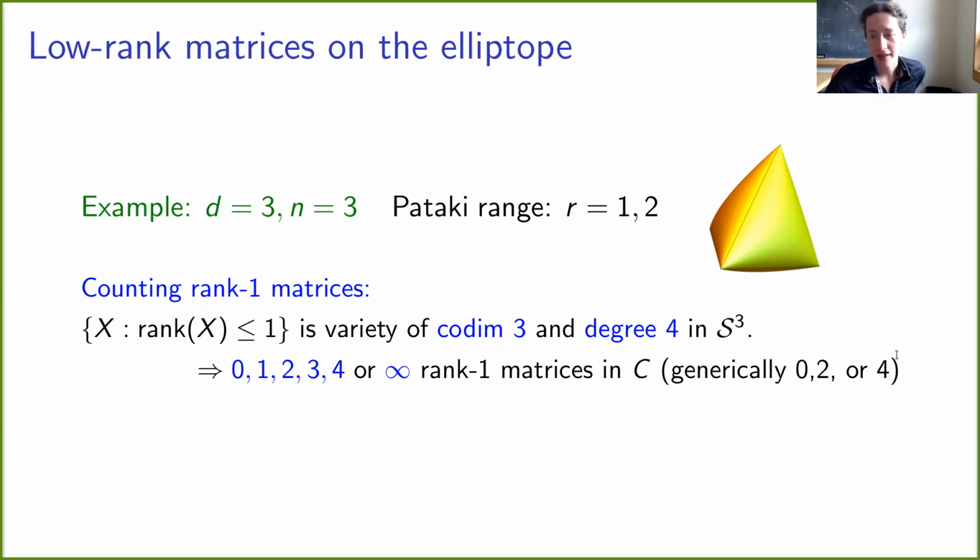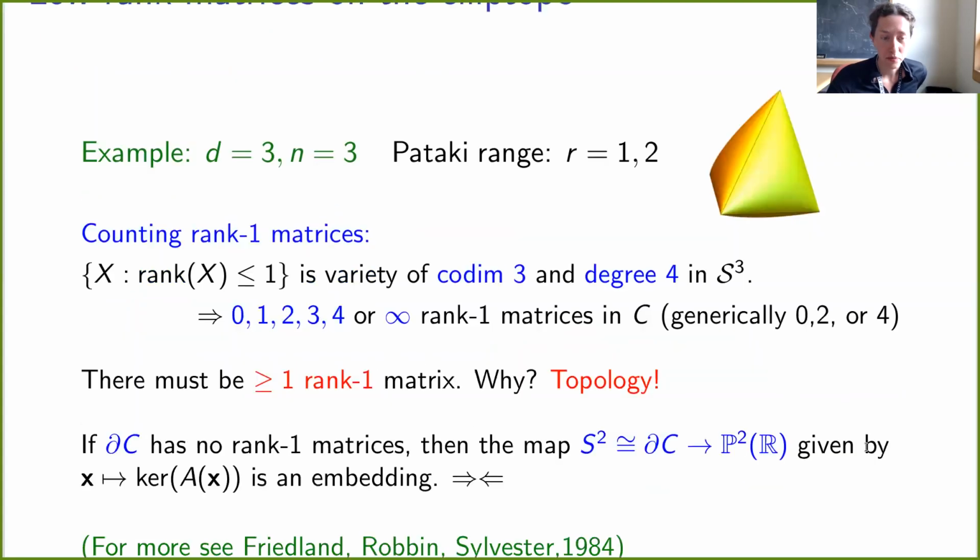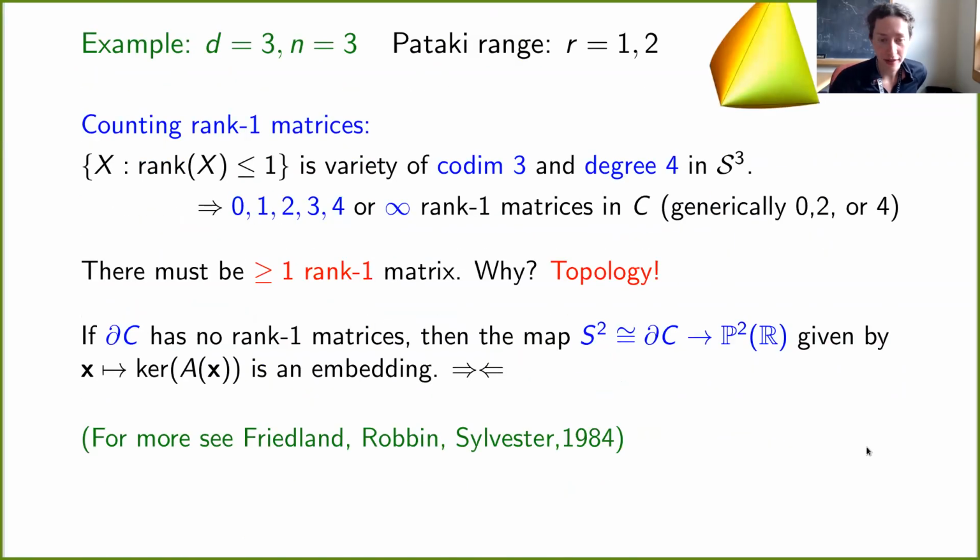And in fact, you can show that 0 is impossible using something from topology, which I find interesting, and I think relates to things you might have seen before. So I claim that you're always going to get a rank 1 matrix in a slice like this. And the argument comes from topology.